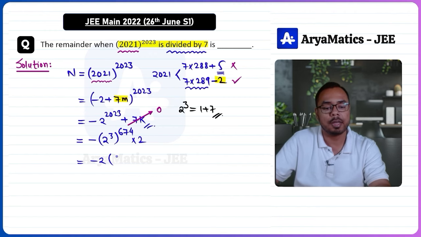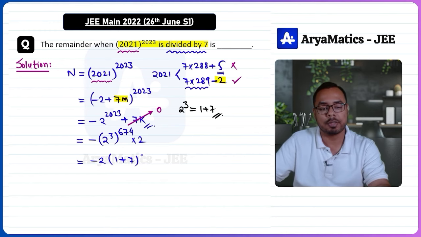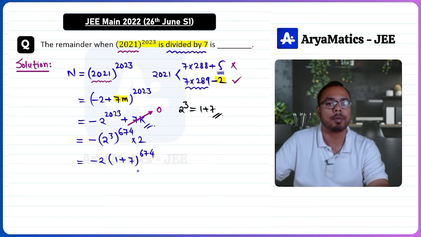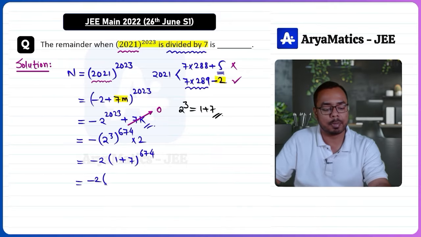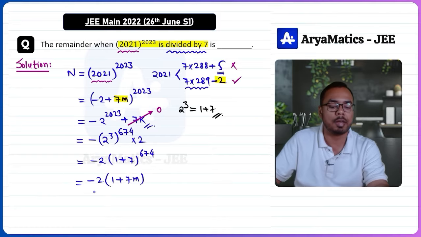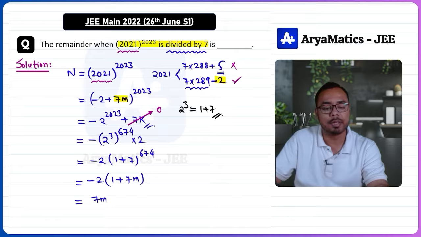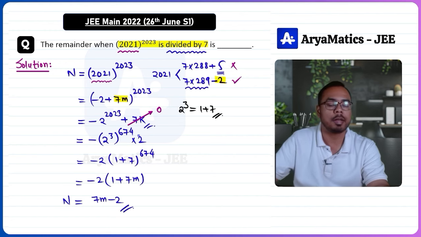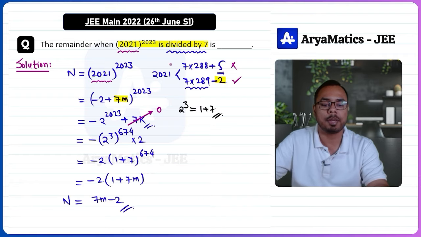And now this is the number that we are getting. Minus 2 you can keep outside, and then you have 1 plus 7, right? 2 cube will be 8, 8 is 1 plus 7, so 1 plus 7, this raised to 674. Now again when you expand this one, you will get minus 2, and you have 1 plus, and the second term will contain 7, the next term will contain 7 square. So again all of them will be multiples of 7 only, right? Now when you multiply these numbers, finally you will get a multiple of 2 into a multiple of 7, which is a multiple of 7, right? And then 1 into minus 2, that is minus 2. So this is the number, right? That given number will be of the form multiple of 7 minus 2.